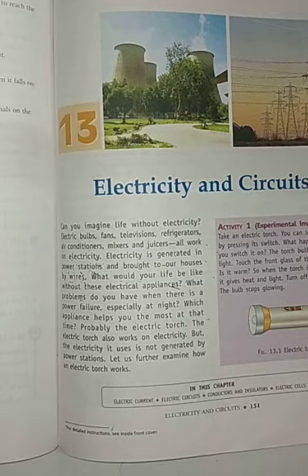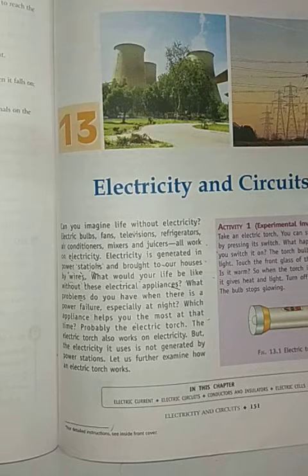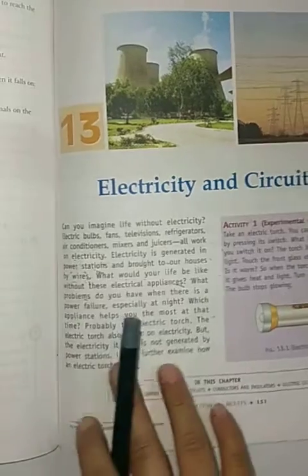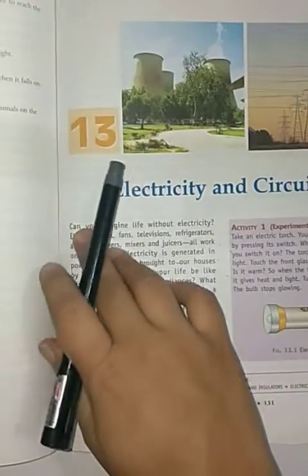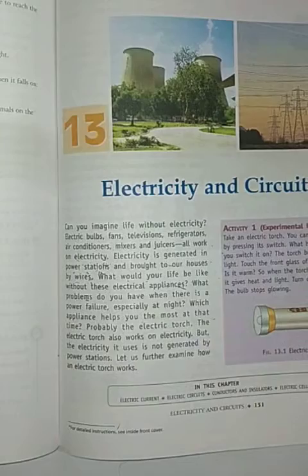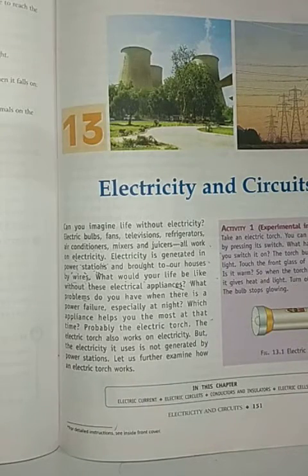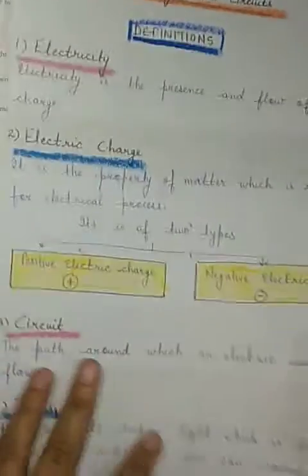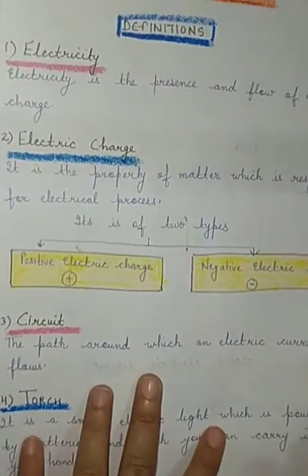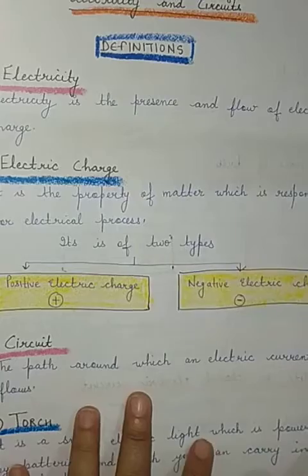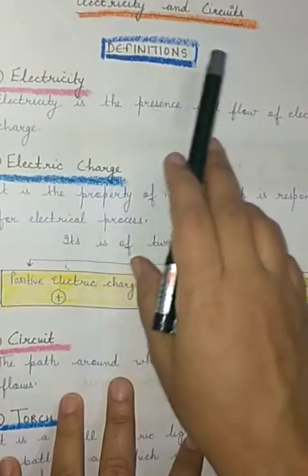Good morning, students. Today we will discuss the book work and the definitions of chapter number 13, that is electricity and circuits. So we will do the summary of the chapter in the form of definitions. So look here, these are the definitions of chapter number 13, electricity and circuits.